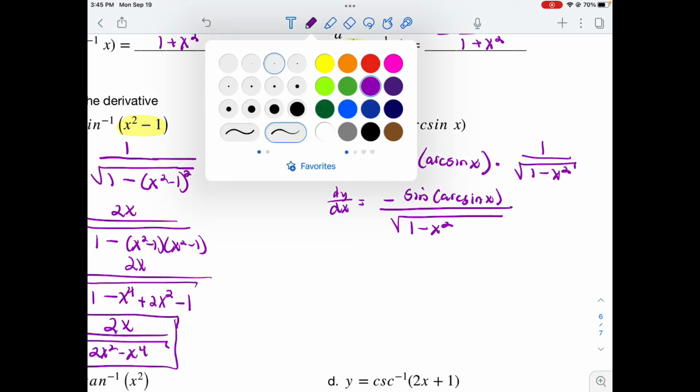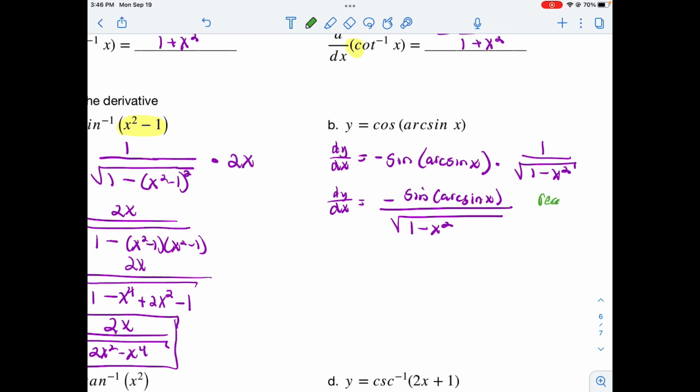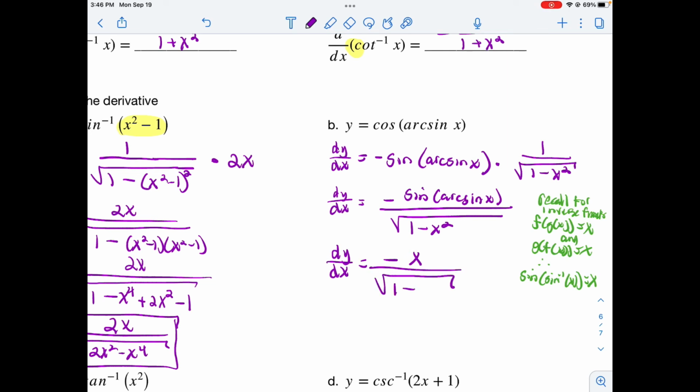Now, I can simplify this down. In order to simplify this, we have to recall some information from college algebra. Remember that if we have inverse functions, then f of g of x is equal to x and g of f of x is equal to x. So that's our definition of inverse functions. That's how we verify two functions are inverses of each other. So notice on the numerator here, sine of the arc sine is sine of the inverse of sine of x. That means the top expression simplifies down to simply x. So my derivative is negative x over the square root of 1 minus x squared.